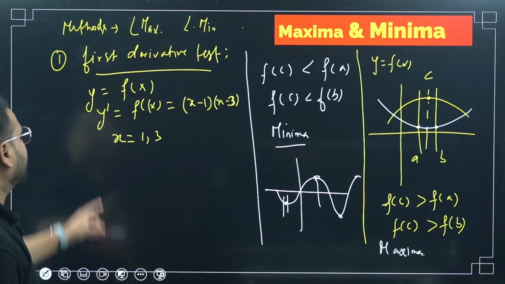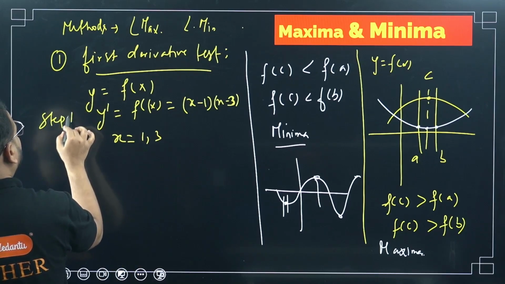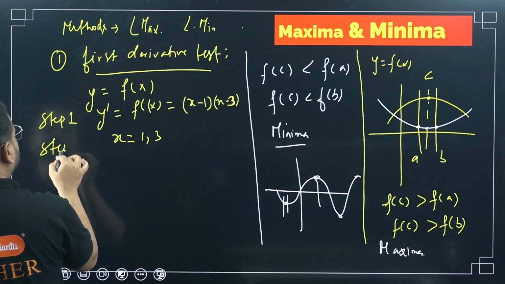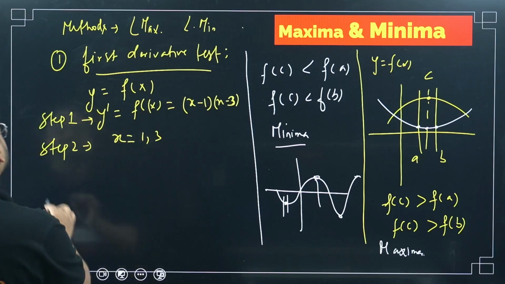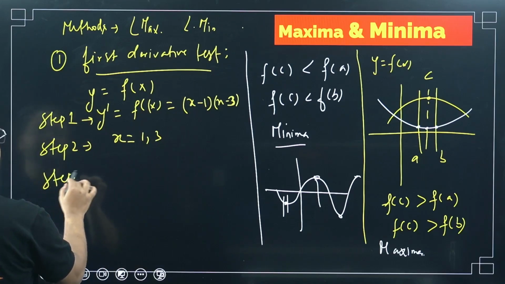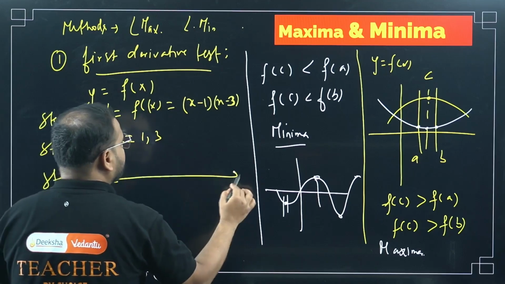Again, find the derivative: this is my step 1. Step 2 is find the critical points. Step 3: sir, isn't this the same as what you do for increasing function? Yes, it is actually the same. So now what will we do?